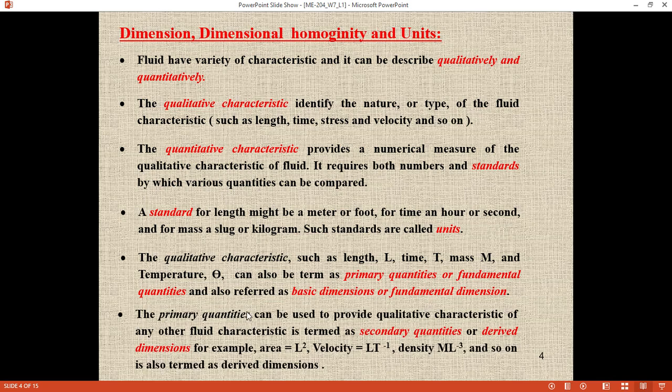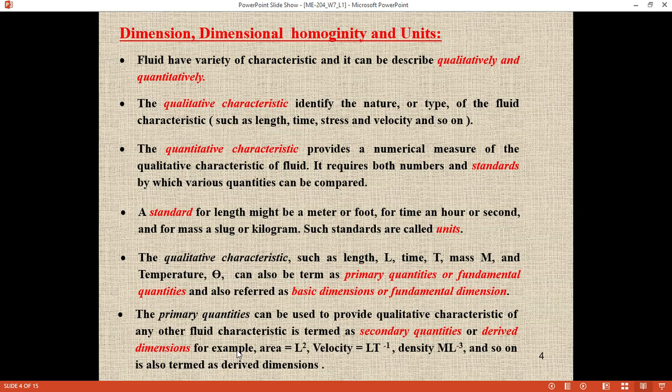The primary quantities can be used to provide qualitative characteristics of any other fluid characteristics. Some other fluid characteristics can also be derived by using the primary quantities or the primary characteristics. Such characteristics are termed as secondary quantities or derived dimensions. Secondary dimensions, secondary quantities, or derived quantities or derived dimensions.